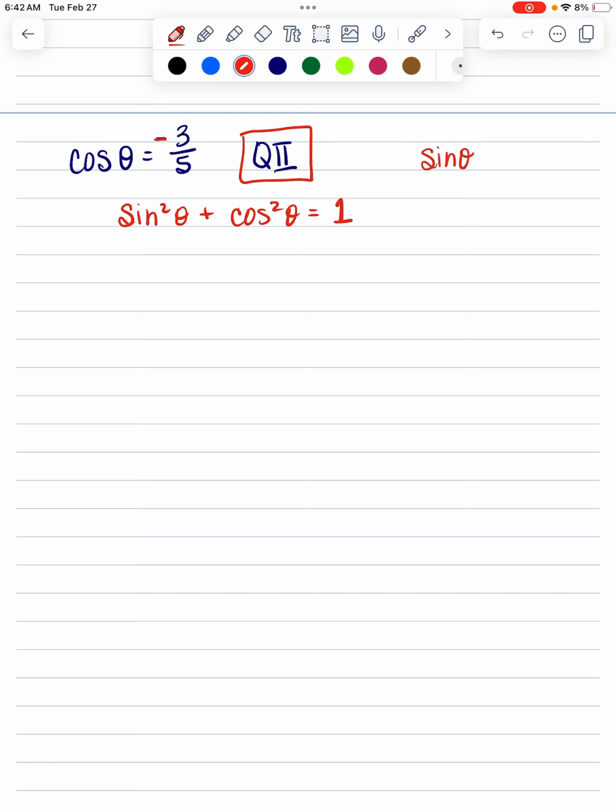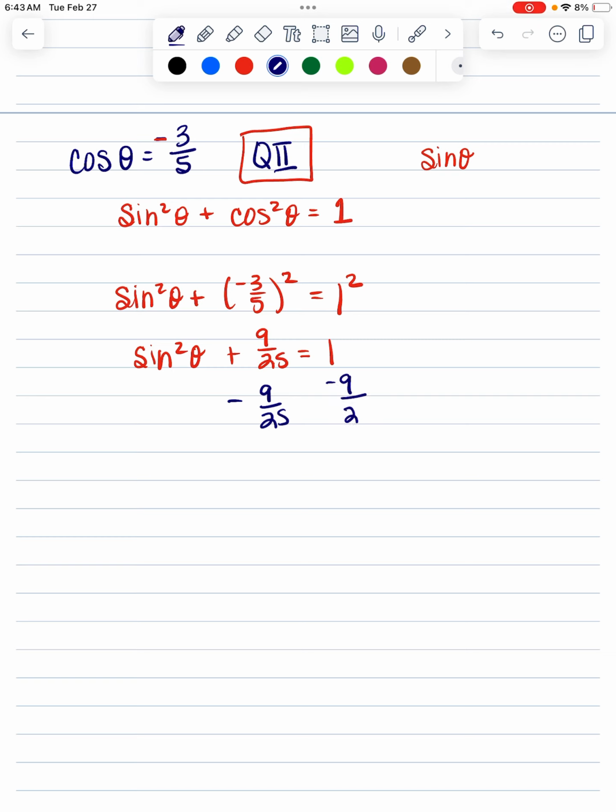So it's just going to be sine squared plus (-3/5) squared is 1 squared. Right, and then I'm just going to work it out. After this, it's just an algebra problem. We talked about that in class. That's 9 over 25 is 1. We'll have to subtract that from both sides. Please remember, as mentioned, we're going to leave it in reduced fraction form. No decimals, please. Let's see, that's what, 16 over 25.